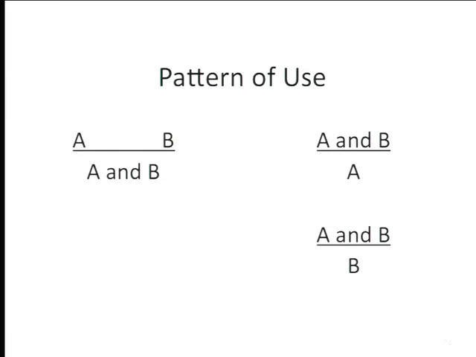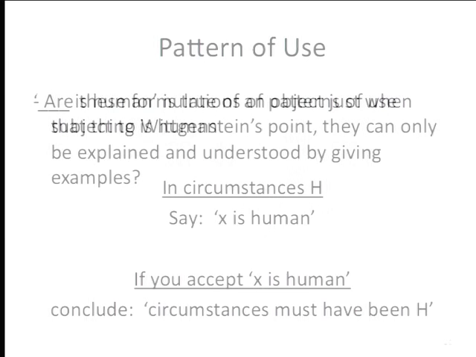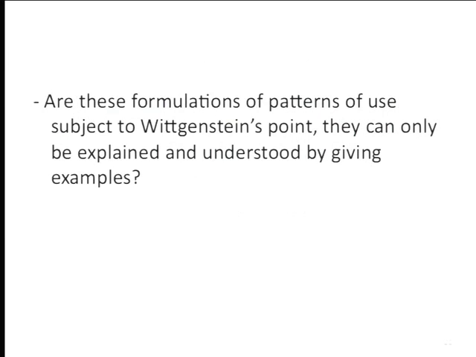That's to say, if you had to explain to someone what these general schematic things mean, you'd have to say, well, for example, if I say Raleigh smokes and Isaac fishes, then I'll conclude Isaac fishes. Or if I know Isaac fishes and Raleigh smokes, I'll conclude that Isaac fishes and Raleigh smokes. So you just have to give examples. And that will be true presumably for these cases too. You just give examples to explain what the general schematism means. So presumably these formulations of patterns of use will be subject to Wittgenstein's point that they can only be explained and understood by giving examples.